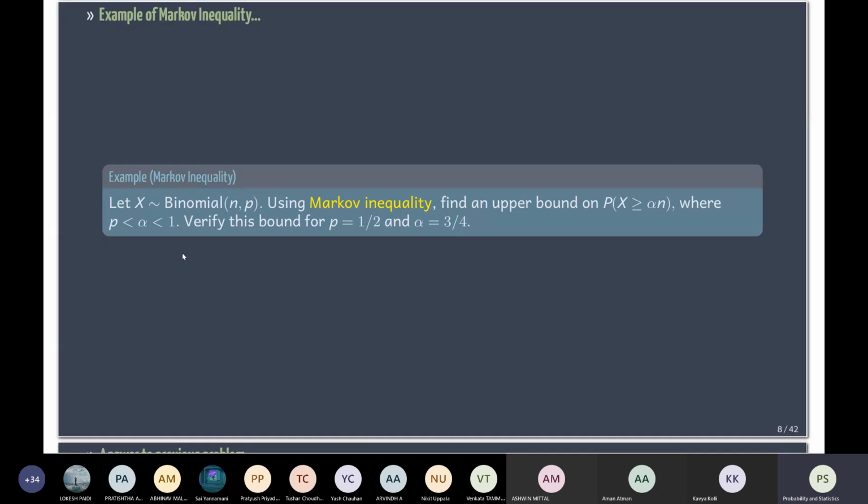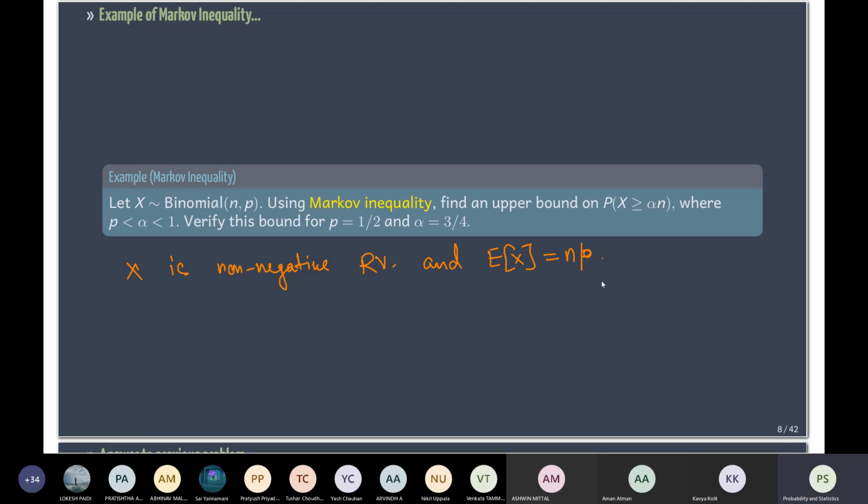So first of all, x follows the binomial, right? So x is a non-negative random variable. That's the first step we have. And the expectation of the binomial, we know, is np, right? So expectation of binomial is np.